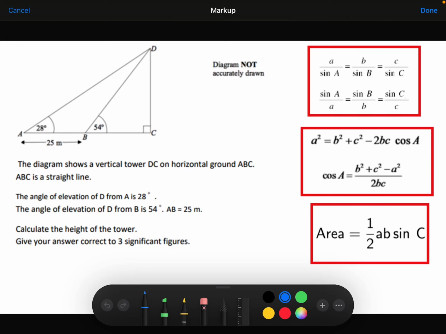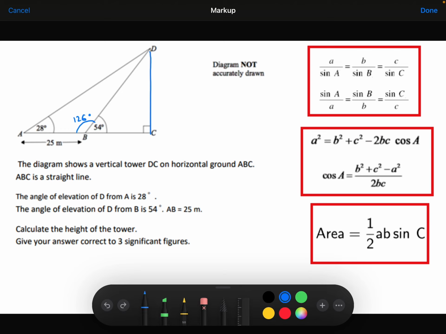The diagram shows a vertical tower, DC, so this is the tower, on horizontal ground, ABC, where ABC is a straight line. Now, if ABC is a straight line, then I could straight away write down that this angle here is going to be 126 degrees. And I know that's going to be 126 degrees because if it's a straight line, these two angles must add up to 180 degrees. And 180, take away the 54, is 126.